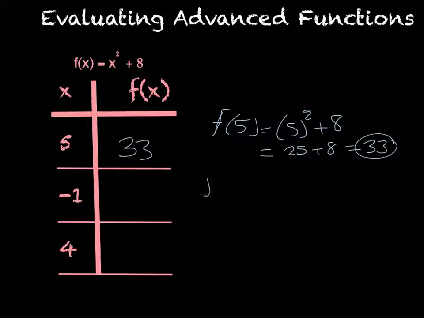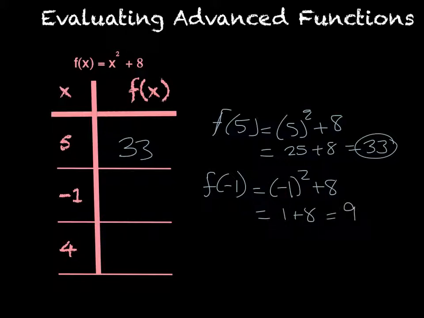Next one, f of negative 1. Okay, so f of negative 1, I'm going to put in negative 1 squared plus 8. Negative 1 times negative 1 is a positive 1 plus 8, which is 9. So your answer for f of negative 1 is 9.